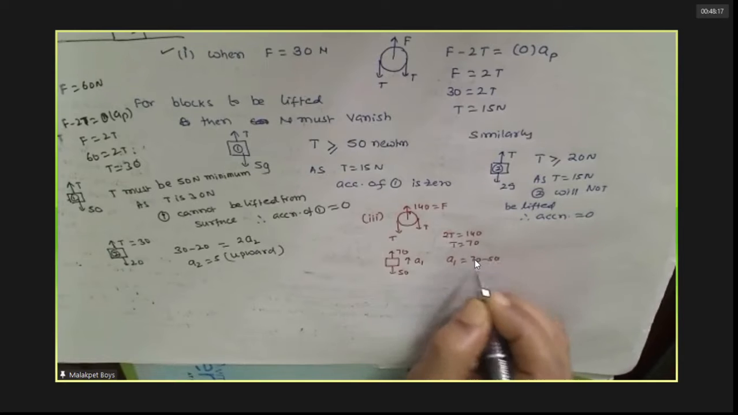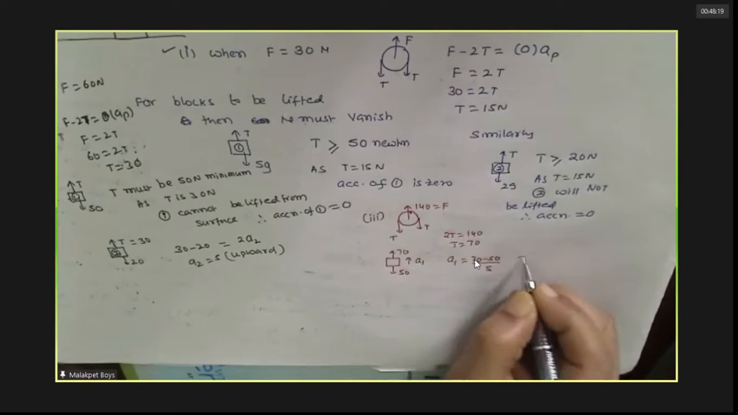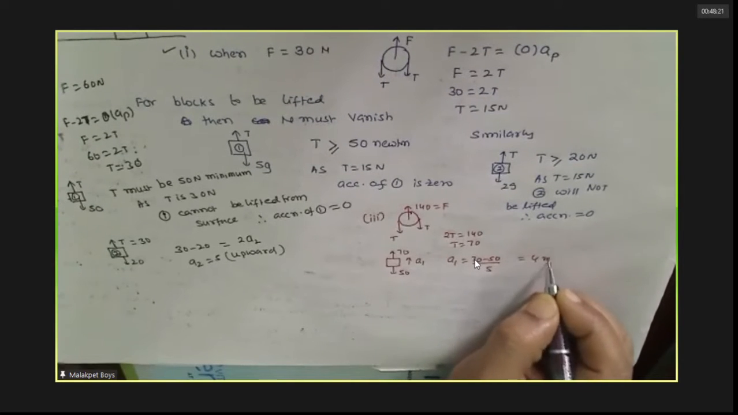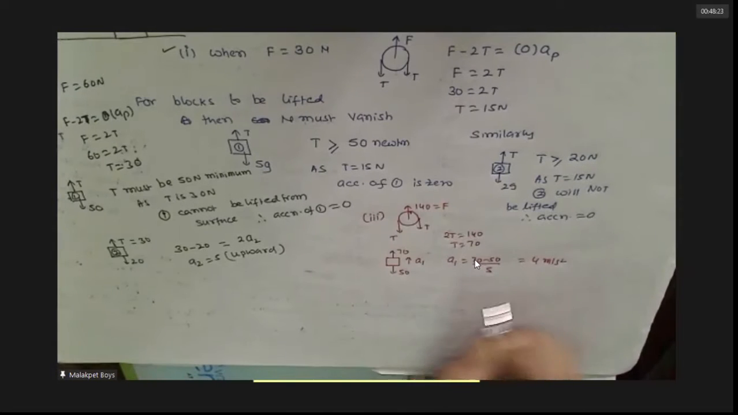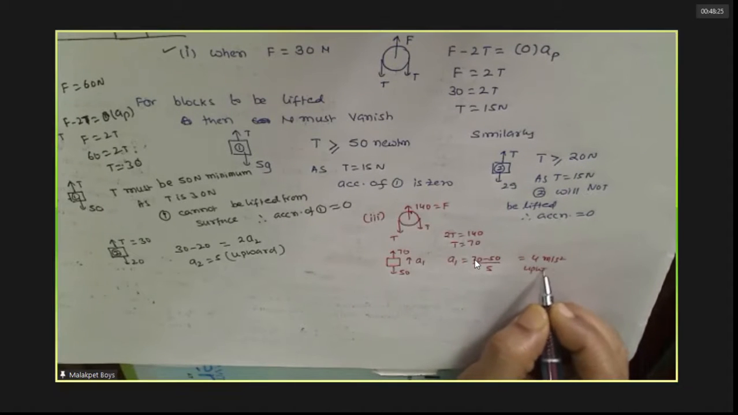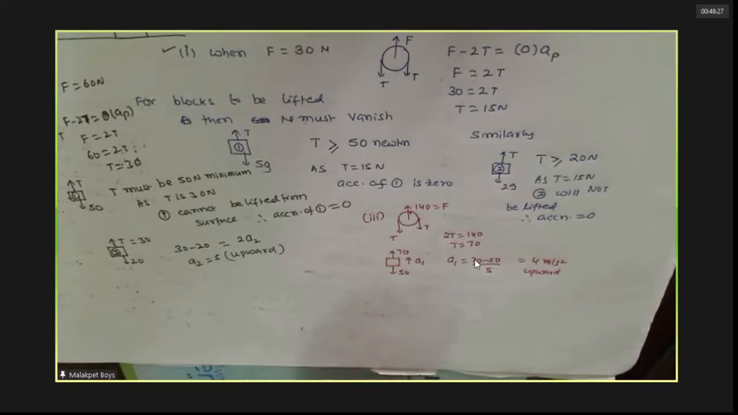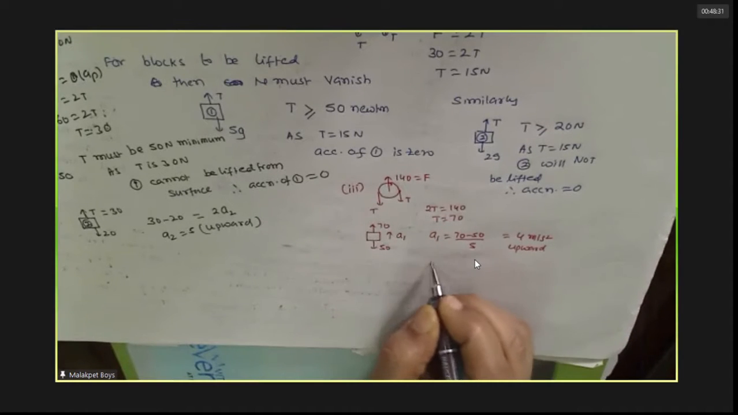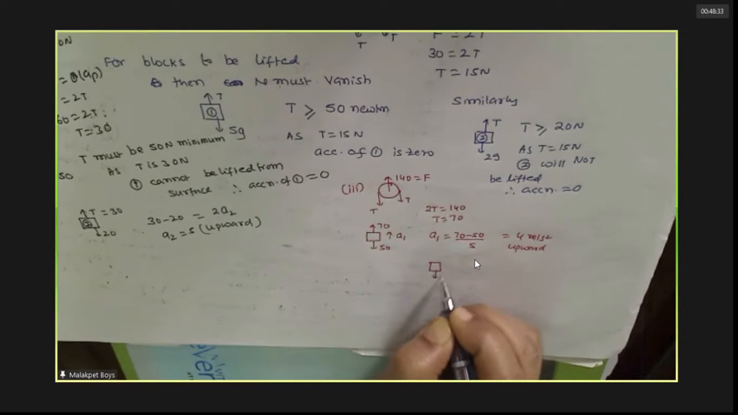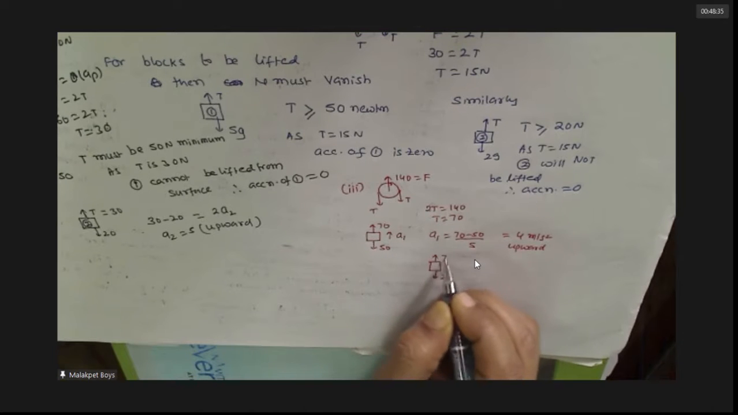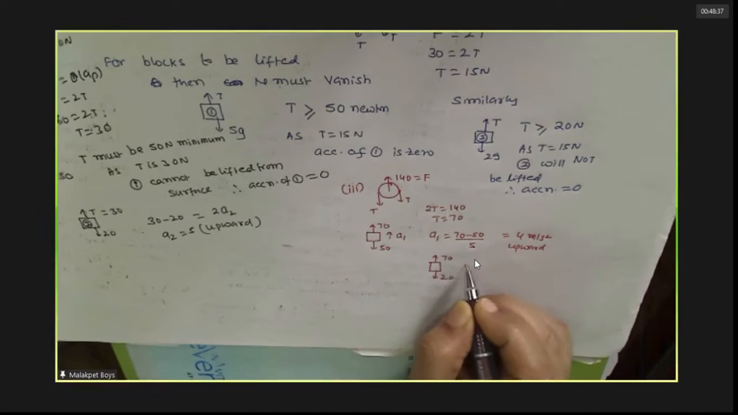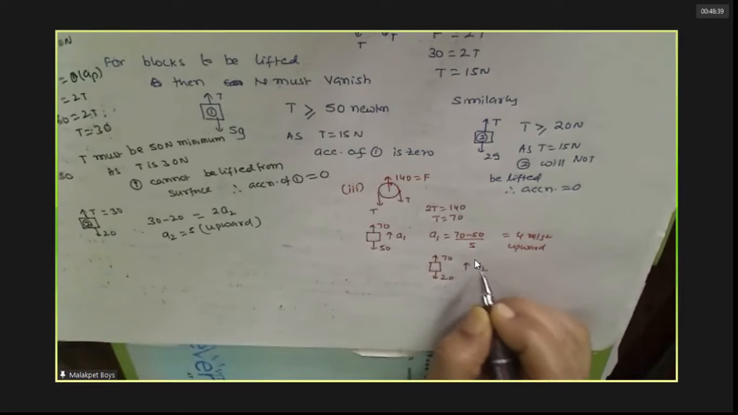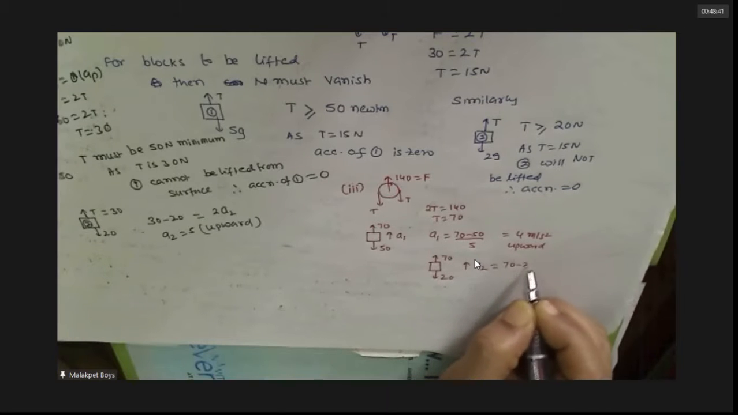70 minus 50 by 5 kg now. That means 4 meter per second square upward. Do you agree with this? Yes, sir. Then come back to the other block. 20, 25. Finish. What is there in this, man? It's a child's game actually.